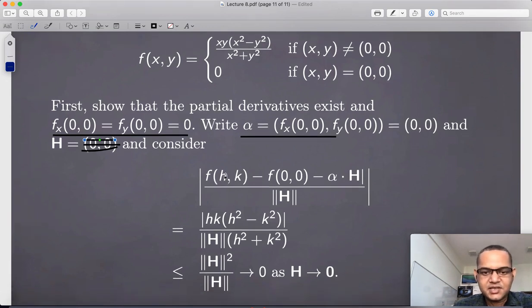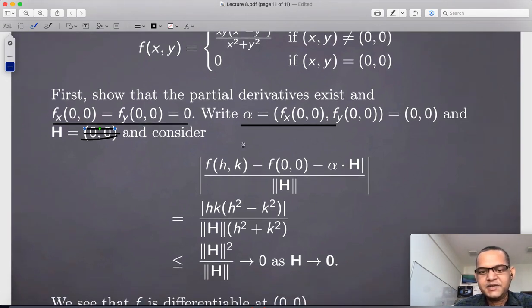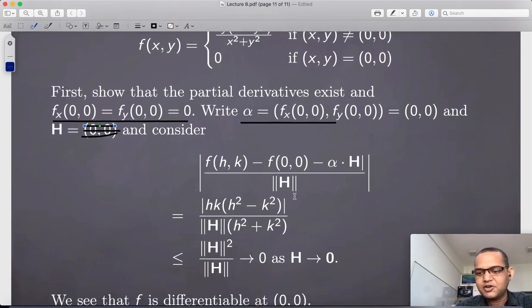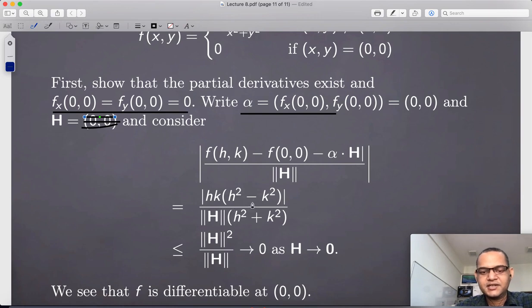Okay, h is this thing, and then what we need to consider is this ratio. I have put modulus because if I want to show that some number goes to 0, and I can just show that the modulus of that goes to 0, then I am done. So look at the modulus. Now f of (h, k) is given by this, because (h, k) is non-zero, and f(0, 0) is 0, and you see that the alpha vector is 0, so the dot product is also 0. So both these quantities are 0. All you have is this divided by the modulus of the vector h. So just put it over here.